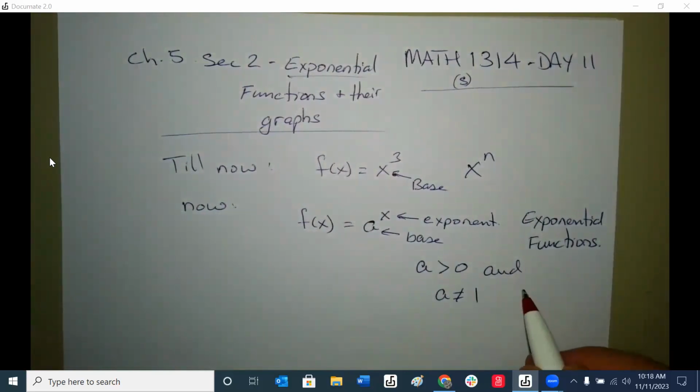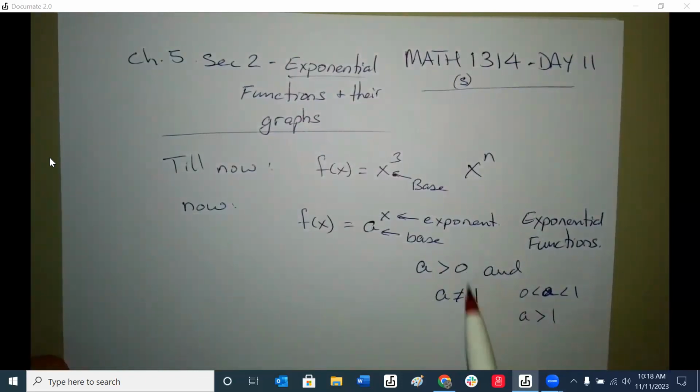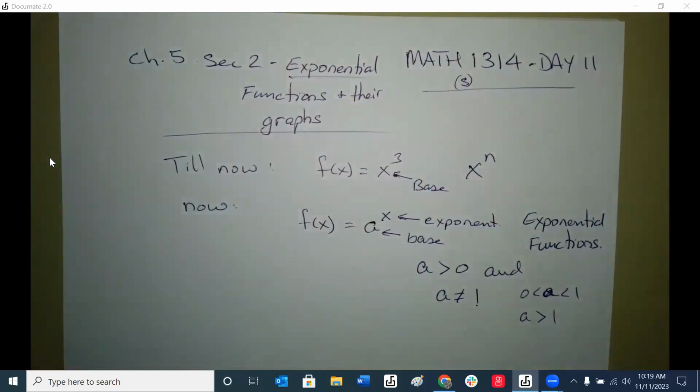In other words, a can go from 0 to 1, or a can be greater than 1. So I go from 0 to 1, and then greater than 1. The shape of the graph, the direction of the graph changes when that occurs.